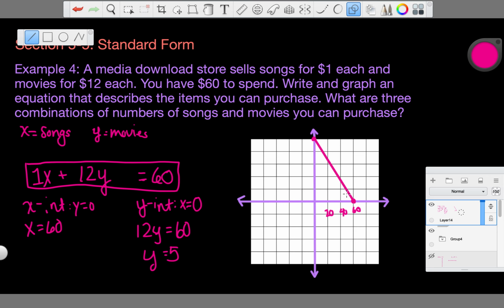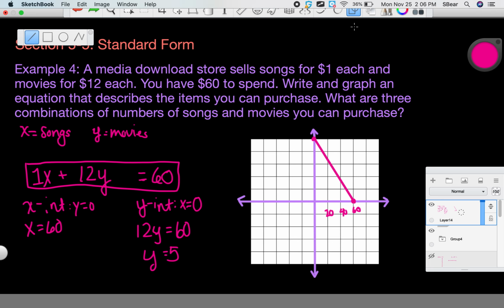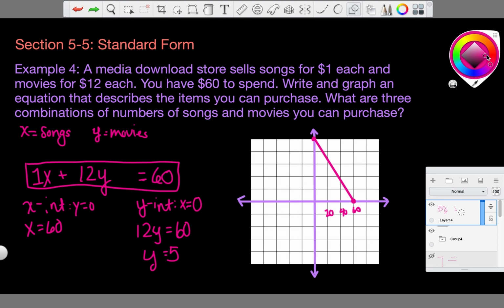So all of these are examples of combinations of songs and movies that you could buy. So if you chose to pick this coordinate point as a point, that is a combination, that is 100% right. Right here, right here, right here. These are all combinations of the amounts of movies and the amount of songs that you can buy to spend $60 or less.